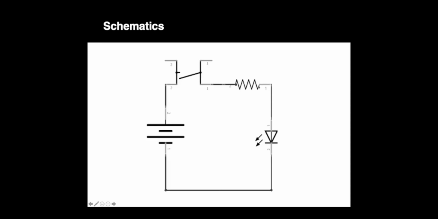This little squiggly line is going to be a resistor, I believe. This icon represents a LED. And this icon represents a power source. So those are schematics, kind of breaks down what the circuit is doing and an easy way to visualize it.